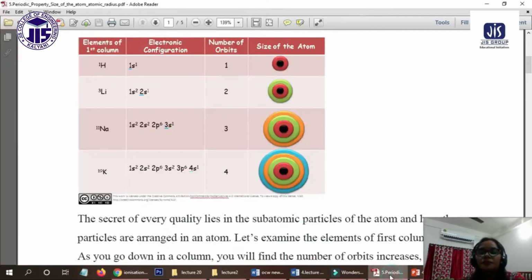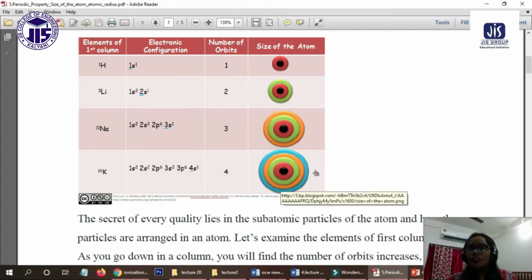Now look here, what is the size effect? If we go down the group, what will happen? The size will increase. Now why is this? And if we go towards the right side, what will happen? The size will decrease. Why will this happen?